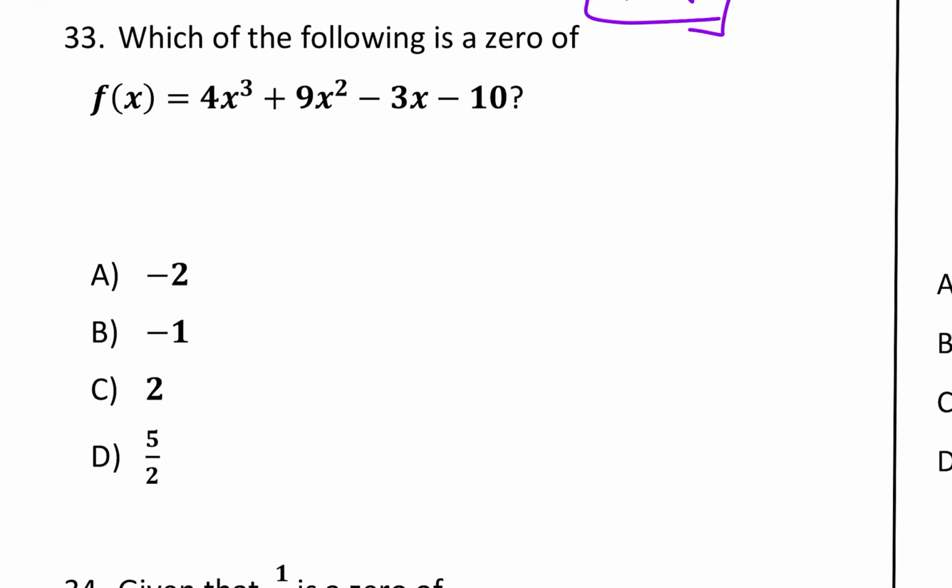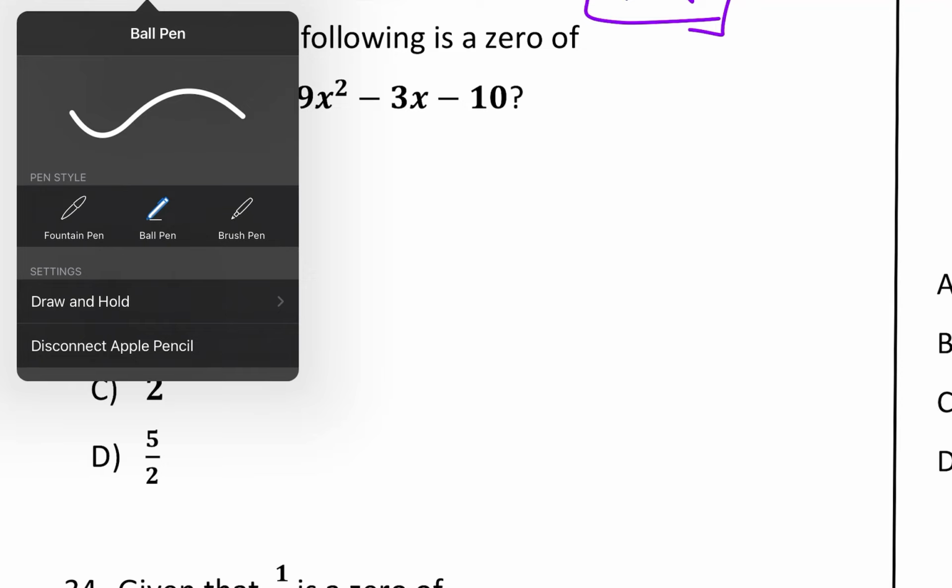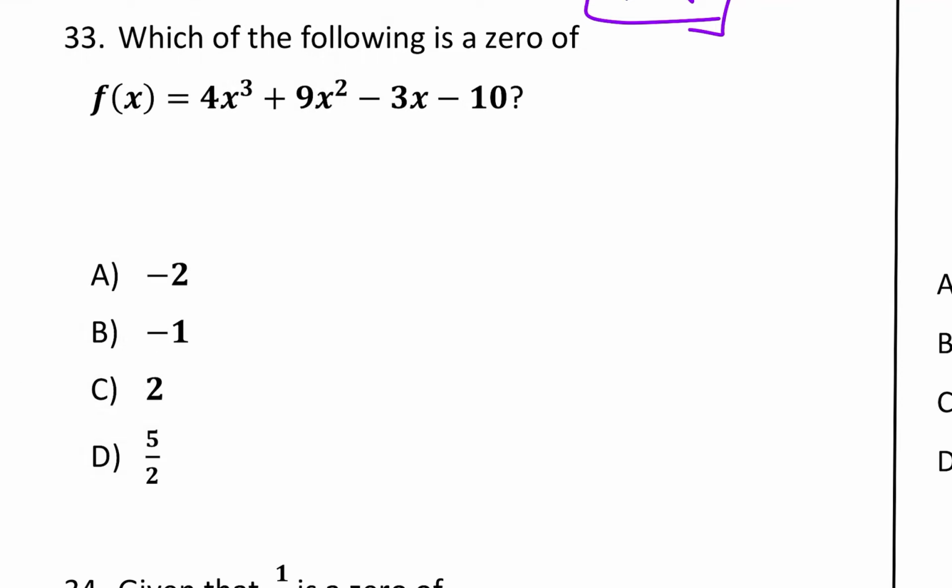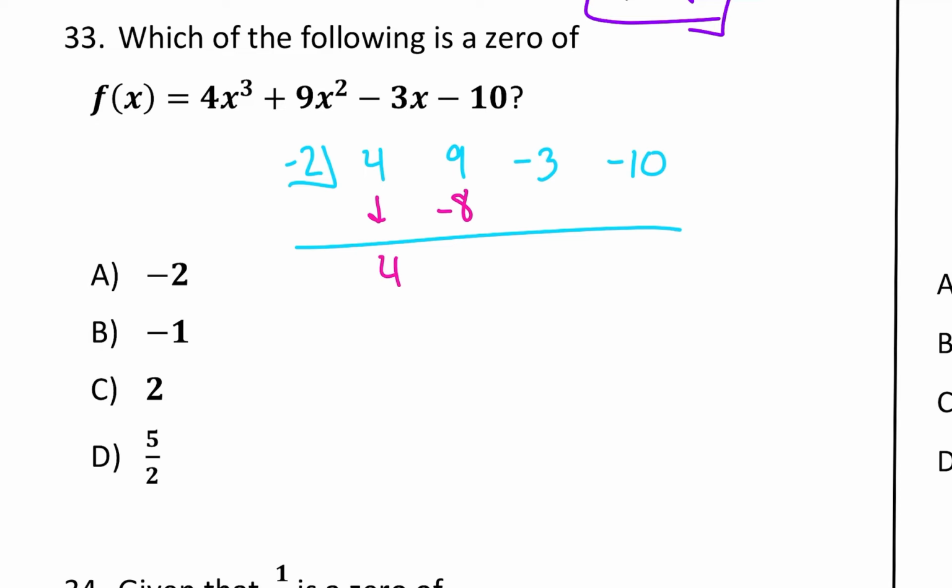For 33, it says, which of the following is a zero of that function? So we're going to go ahead and use some synthetic division here. We're going to break out that synthetic division. So let's start with that negative 2. If negative 2 is a 0, we're going to list 4, 9, negative 3, negative 10. Bring down our 4. 4 times negative 2 is negative 8. Add that together, we get positive 1. 1 times negative 2 is negative 2. Add that together, we get negative 5. And negative 5 times negative 2 is positive 10. We get 0. Oh, look, that was quick.